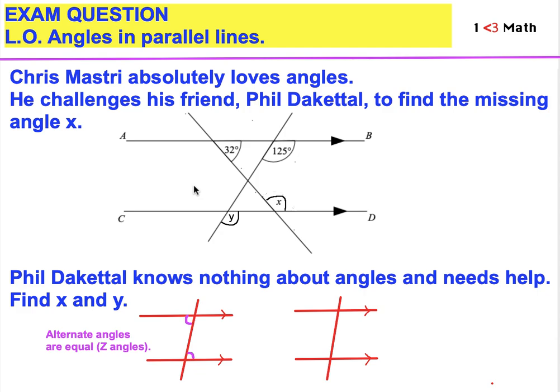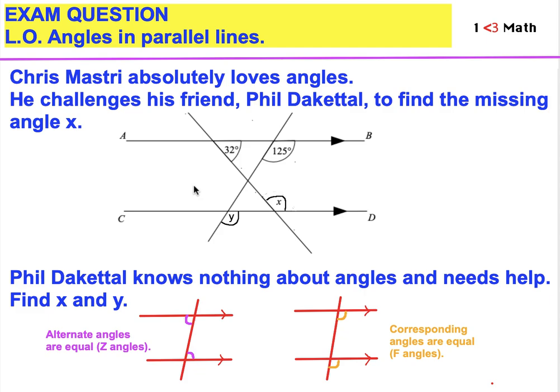The other angle rule that you might need to use for angles between parallel lines is when you have an F angle, and that is that corresponding angles are equal. So these angle rules are very important, and they're going to help us answer these questions.